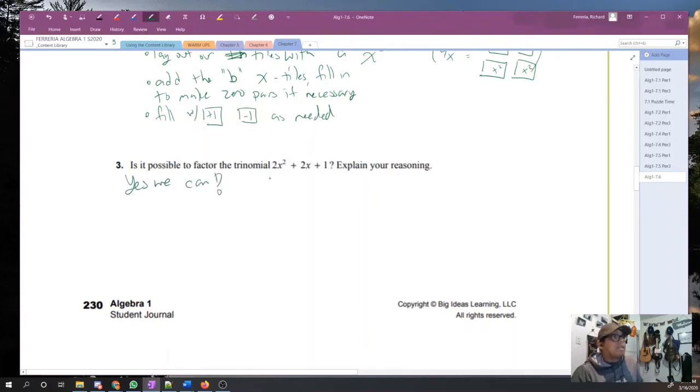Okay, so I said before that when we're in standard form, which is ax squared plus bx plus c, if a is equal to 1, then we can do easy factoring. However, now we're in a place where a is not equal to 1, so we have to do the difficult factoring.